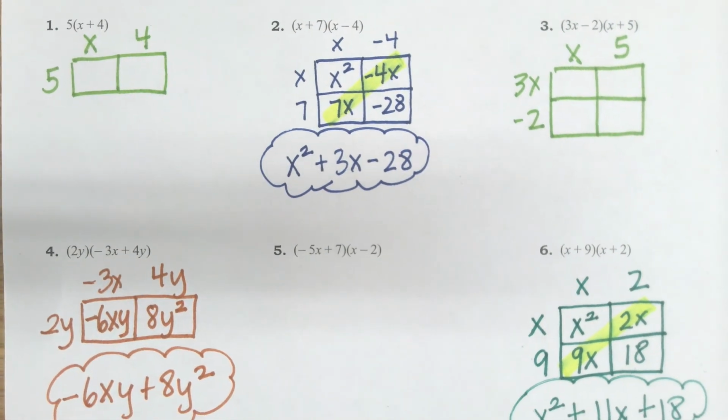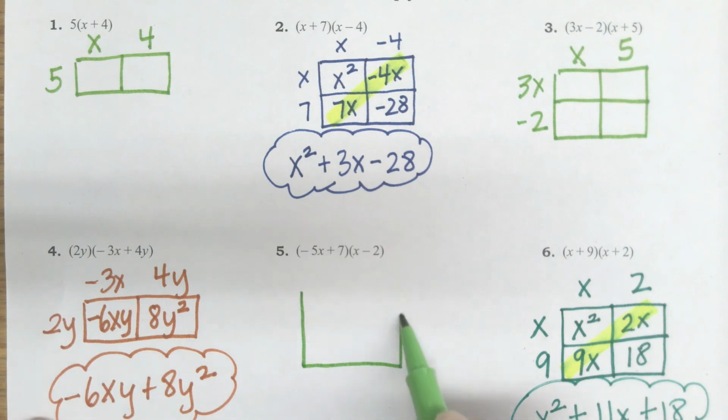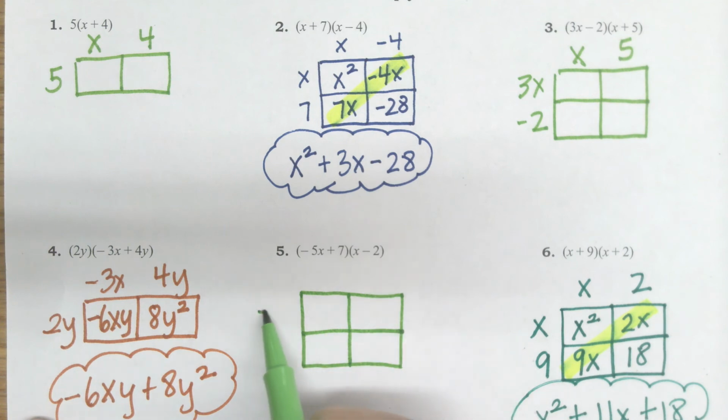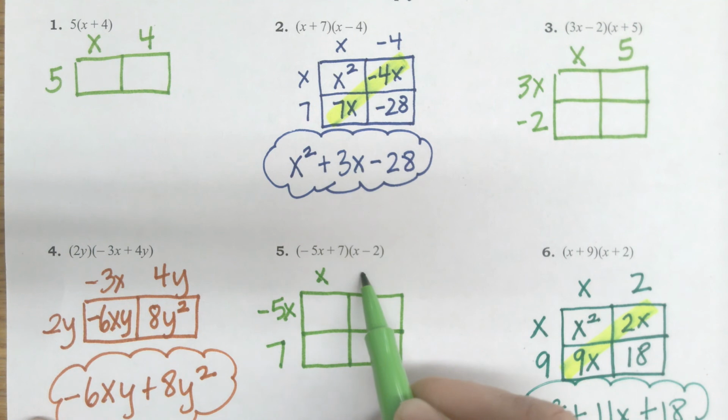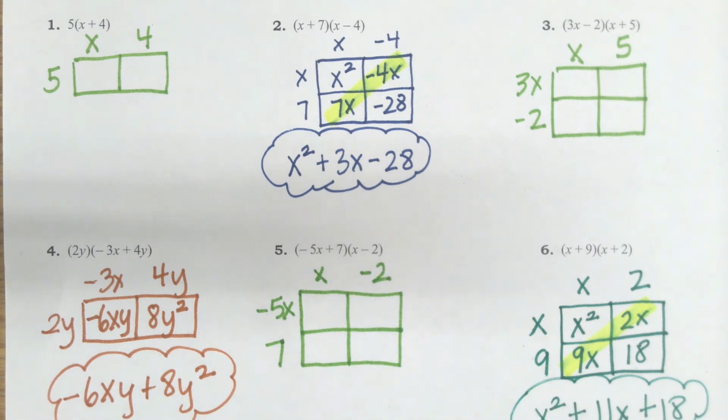If you get your boxes drawn, it helps you. The next one is a 2 by 2 again. Negative 5x and 7, x and negative 2. I'm just drawing the boxes, and then the rest of it is up to you. Okay, so get your boxes drawn, and then the rest of it is up to you to finish up.